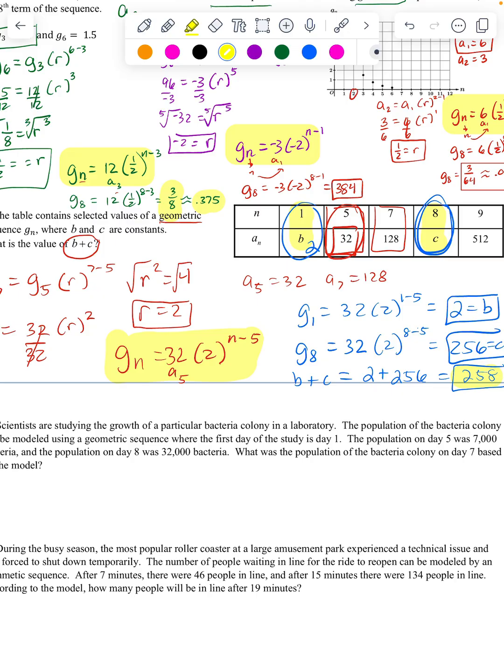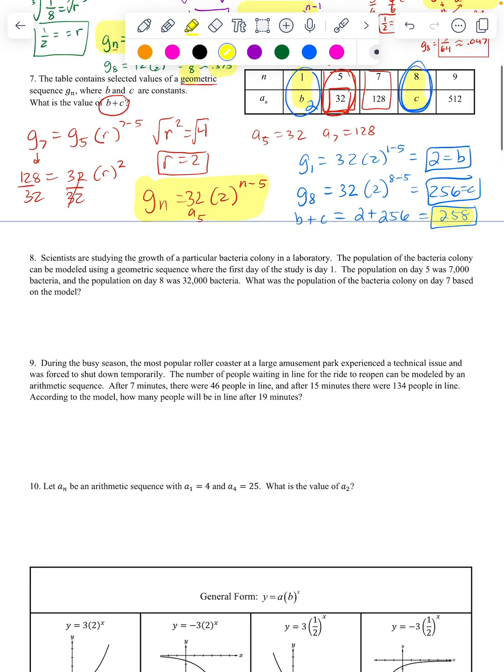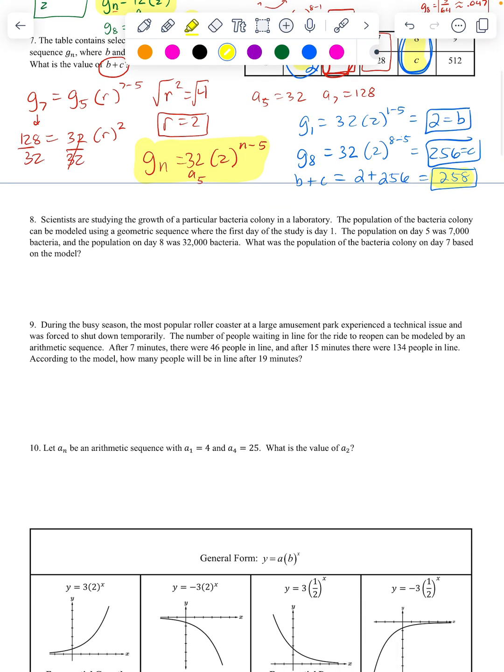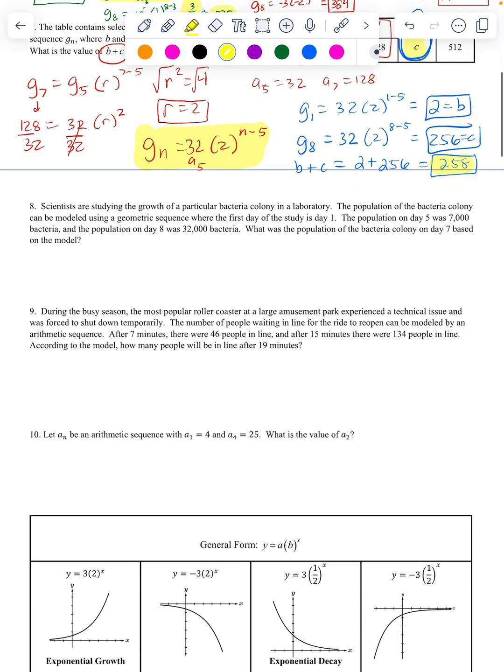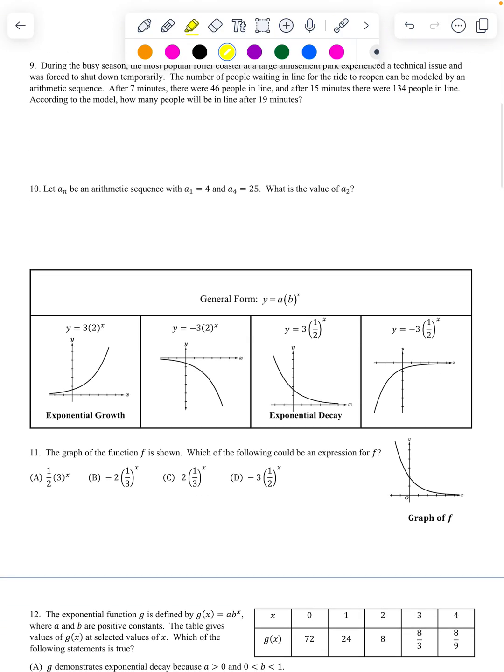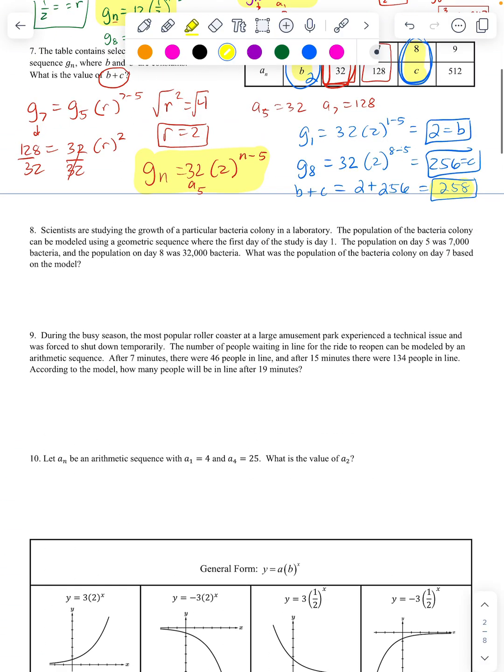All right, now we're going to use geometric and arithmetic to go through some kind of application problems. So let's take a look at 8 and 9, and then I'll probably stop because it goes into general form and graphing, and we'll just make that a separate video.